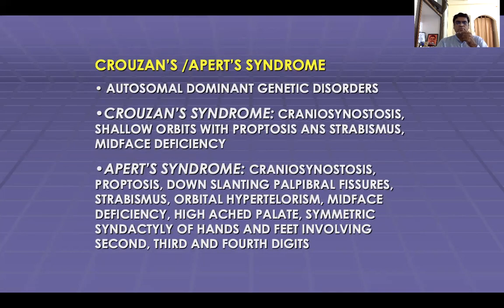Crouzon and Apert syndromes are due to autosomal dominant genetic disorders. Crouzon syndrome will show craniosynostosis, shallow orbits with proptosis and strabismus, and midface deficiency, whereas Apert syndrome will show craniosynostosis, proptosis, down slanting of palpebral fissures, strabismus, orbital hypertelorism, midface deficiency, high arched palate, and symmetric syndactyly of hands and feet involving the second, third, and fourth digits.